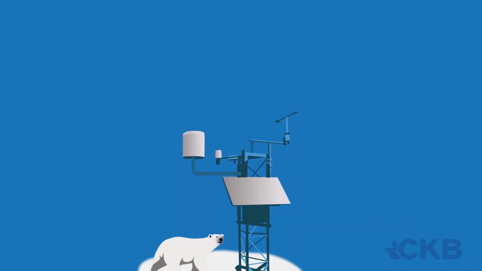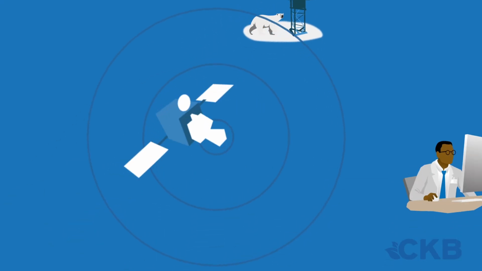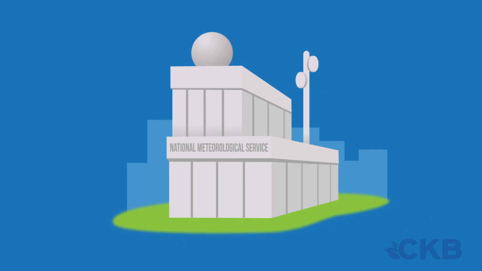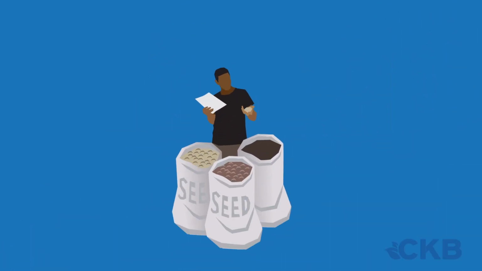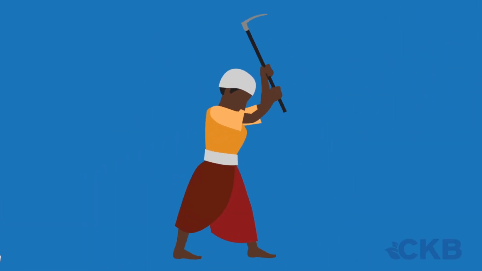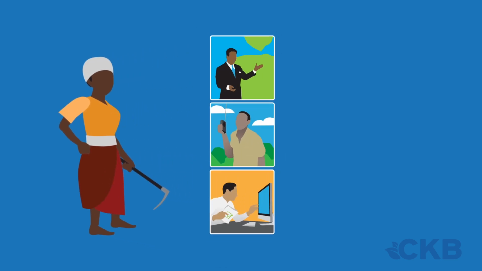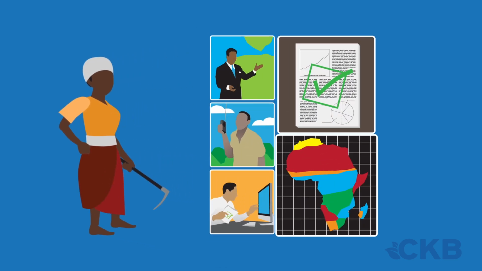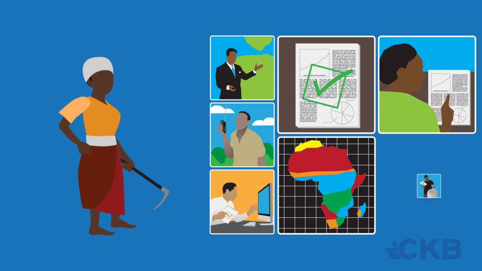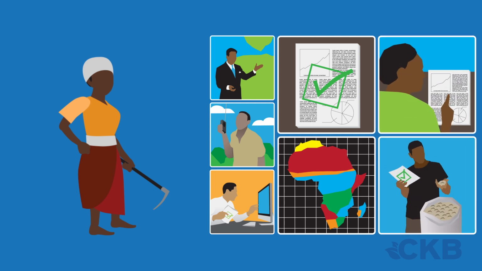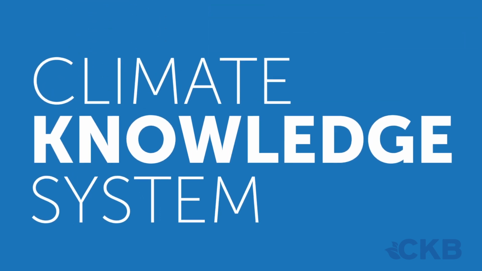Like other kinds of information, climate information often needs to go through long and complicated journeys to get from where it is produced to where it is used. On those journeys, it passes through the hands of many different actors who work to validate, interpret, translate, share, or act on the information. We call this the climate knowledge system.